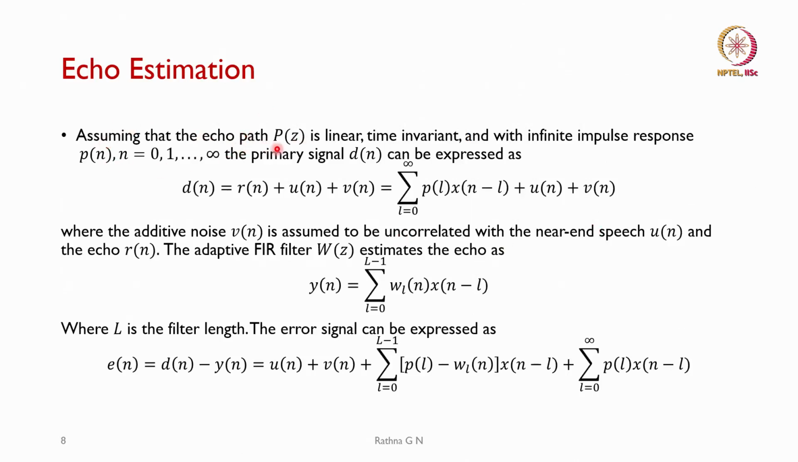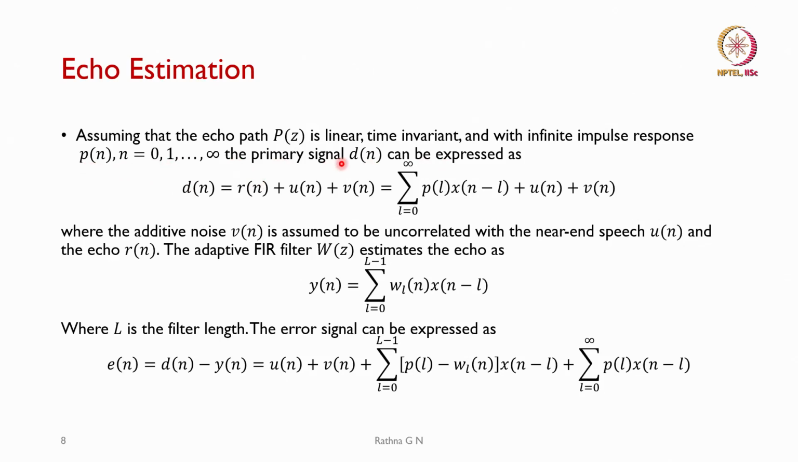So, how are we going to estimate the echo? The echo path is P of z. We say it is linear time invariant with an infinite impulse response, that is an IIR filter, which we will be defining as p of n, where n goes from 0 to infinity.